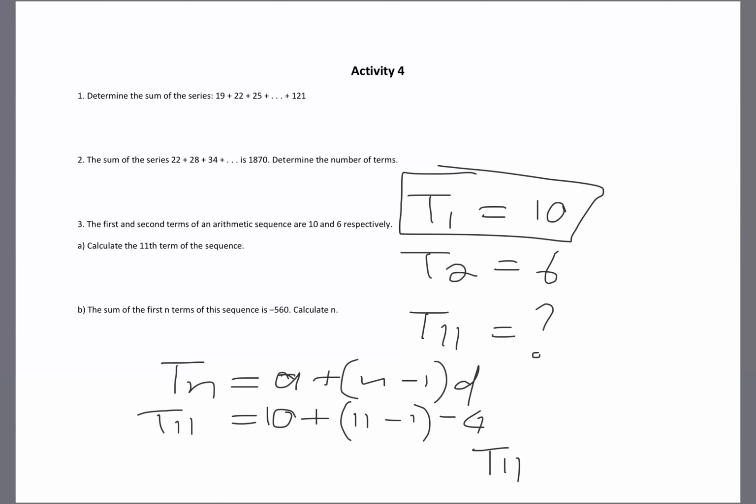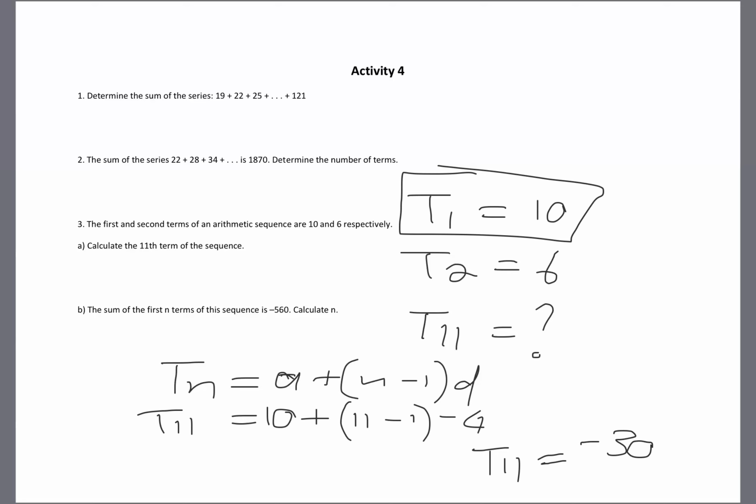Let me do it. 10 minus 11. What did you get? Negative 30. Yes, that's perfect.